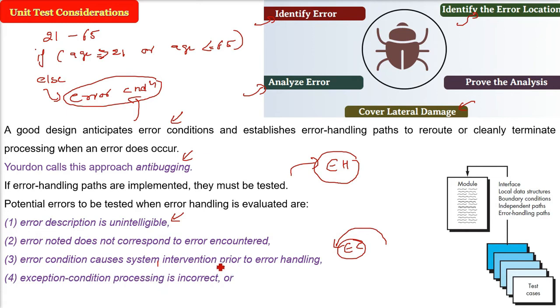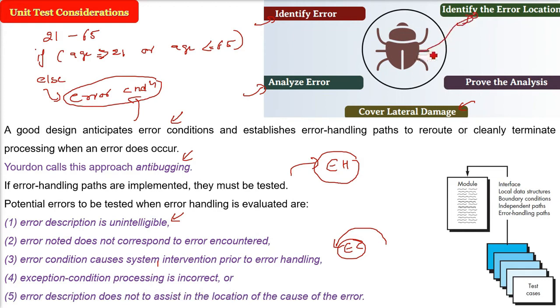An exception condition processing is incorrect. You wanted to handle something, but you have done something else. The error description does not do anything to assist in locating the cause of the error. It's all about finding the error, so if you're not able to locate it, there is no point. These are the unit test considerations, because you have to check the error conditions also for errors.